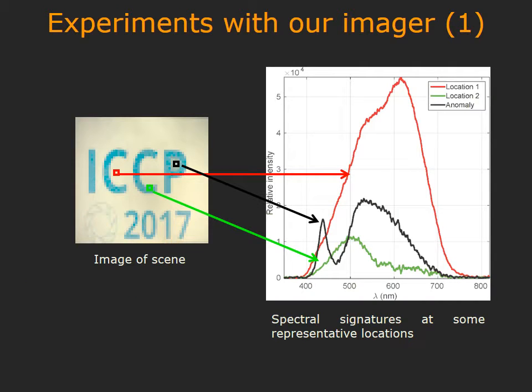We show spectral signatures at 3 different locations. Notice that the anomalous pixel has a distinct peak in the blue wavelength region representing the white LED, which makes it an anomaly in the scene.